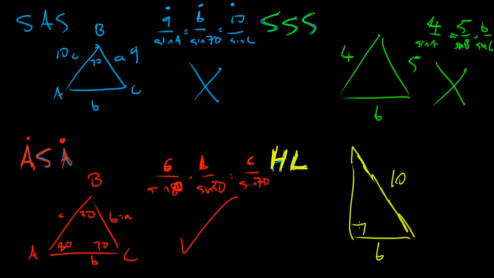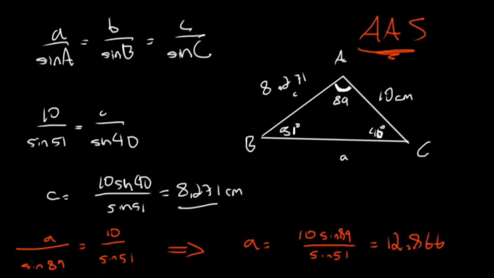But this is a right angle. So even though we don't know any of the angles, we do know that this one is 90. And while this is angle side side, we can use the Pythagorean theorem. So we don't even need it. I'm going to put an X here because we don't even need it.